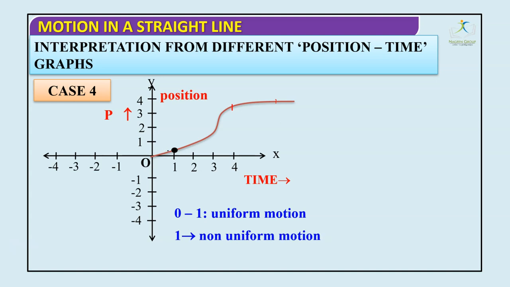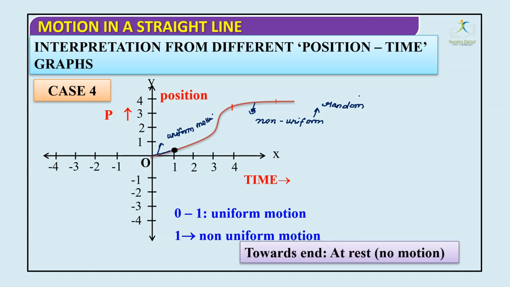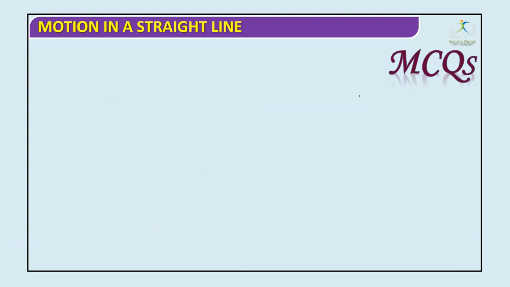Case 4. As you can see here, the graph is a straight line, so we can say this motion is uniform in nature. But after 2, there is a random motion of the graph, so we call it a random or non-uniform motion. Towards the end, at rest, there is no motion.